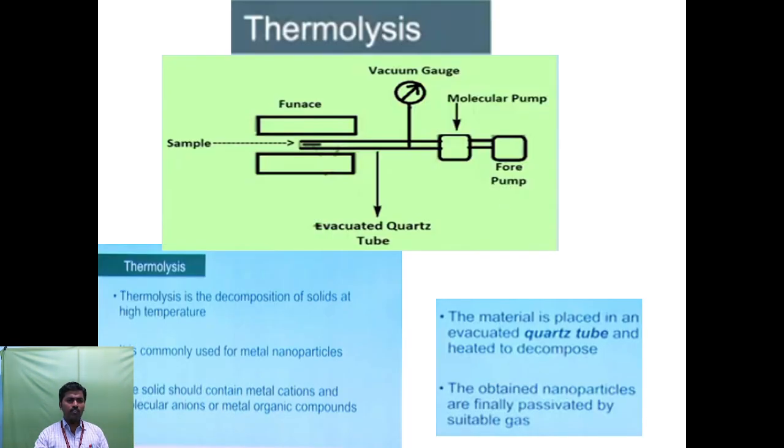Another method is thermolysis. Thermolysis is the decomposition of a solid at high temperature. It is commonly used for metal nanoparticles. The solid should contain a metal cation and a molecular anion, or be a metal organic compound. The material is placed in an evacuated quartz tube and heated to decompose. The obtained nanoparticles are passivated by suitable inert gases.